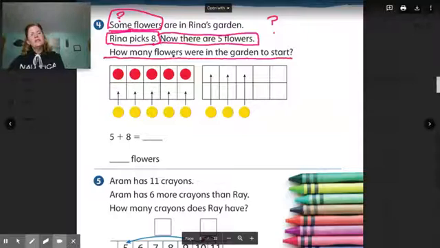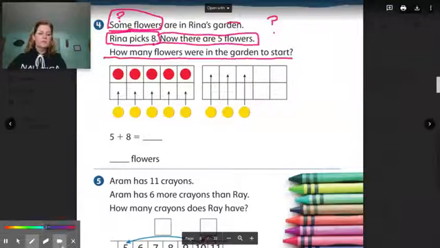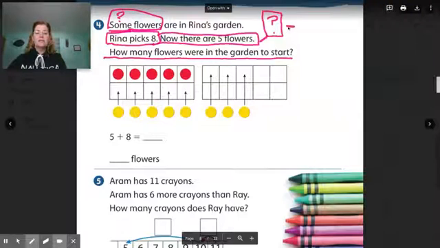Okay, so friends, if there were flowers and Rena picks them, are we taking flowers away or are we adding them? We're taking them away. So this is a subtraction problem. Whoops, I didn't mean to do that. Yeah, we're taking flowers away. So this is a minus problem. So some flowers, here's our mystery number, minus, how many did Rena take away? 8 equals 5 flowers left.